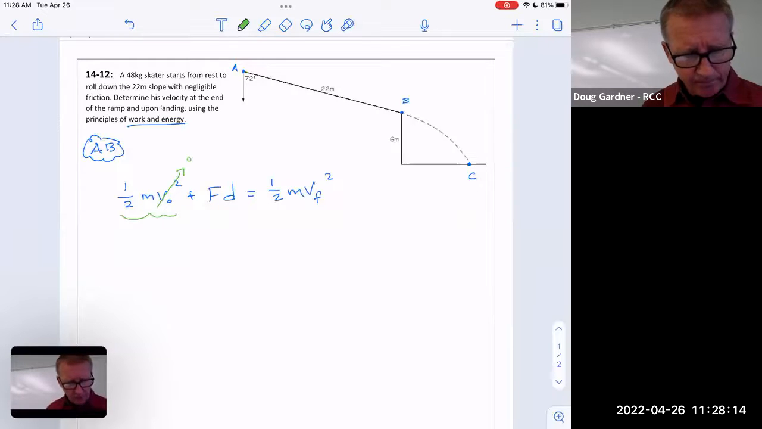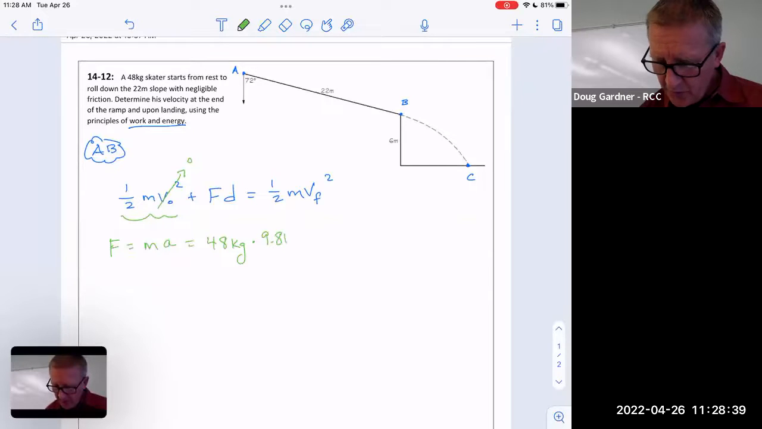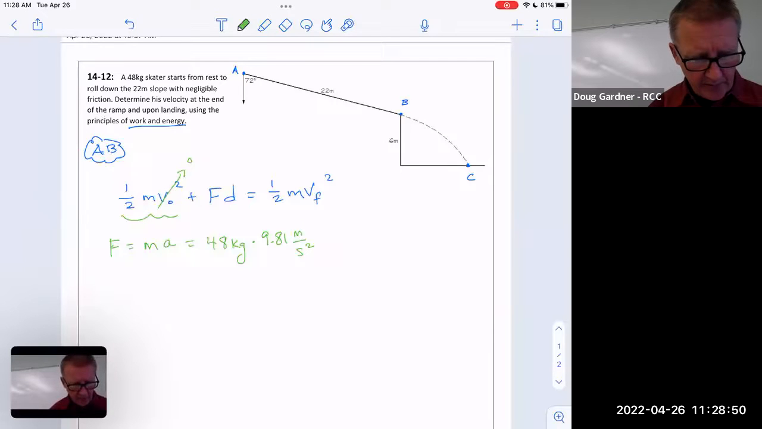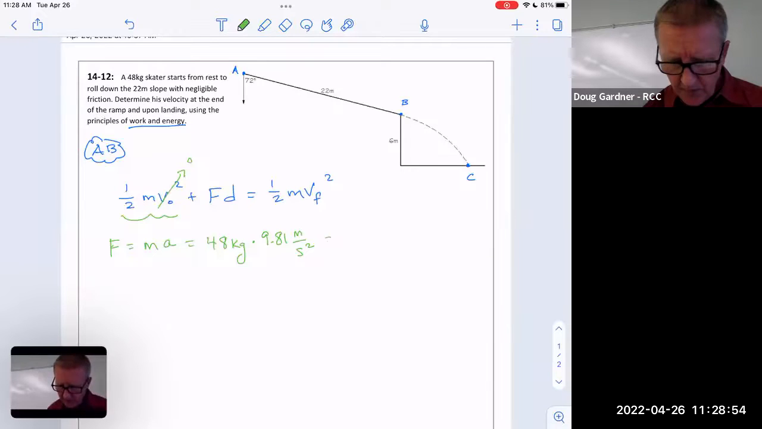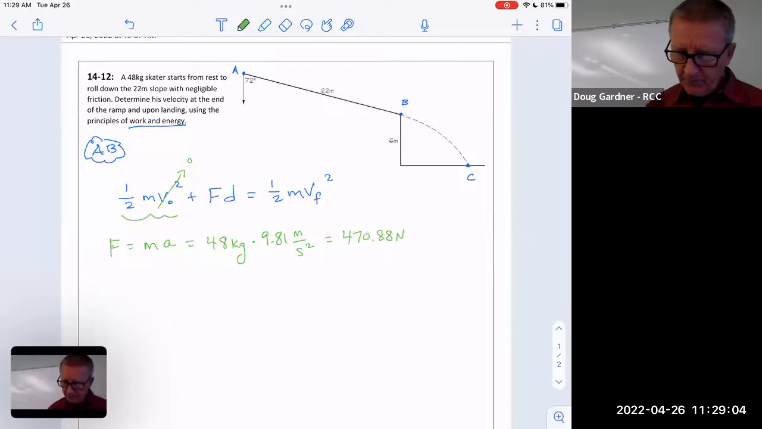So do I have a force? Do I have a distance? Yeah. But what is that distance? Well, you may remember that since force is mass times acceleration, my mass is 48 kilograms. I'll leave the units in there this time. If I multiply that by the acceleration of 9.81 meters per second squared, I'll have kilogram meters per second squared. Hey, that's going to be a force. I think I have that written down somewhere. 470, does that sound right? Yeah, it does. So that's 470.88 newtons. So there's my force.